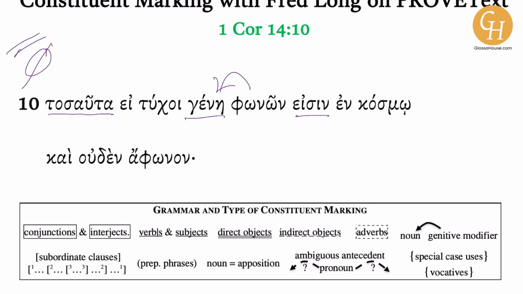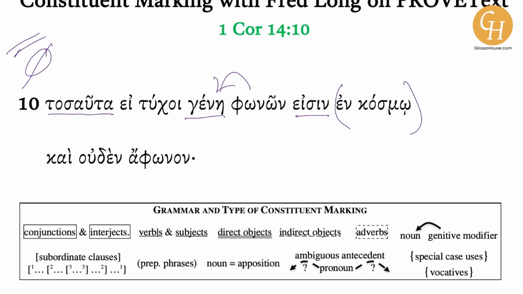And then we have this weird kind of thing. I guess I should just finish out en kosmō. Eisin, single underline, and kosmō, put parentheses around that, in the world. So far we have so many kinds of sounds are in the world. Okay, that's what we have.